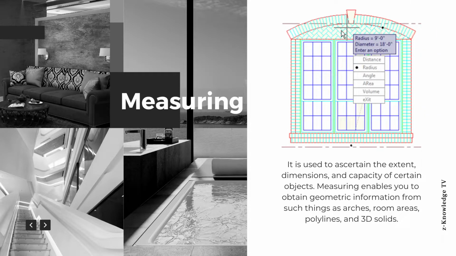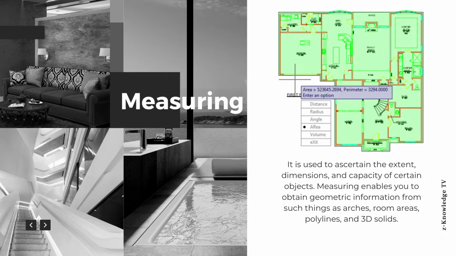So, in the following illustration, radius is used to obtain the brick arc radius and is mandatory for accurate construction. Okay, so another illustration shows the results of using the area tool to obtain the total square footage of a floor plan. So take note that the area tool also provides perimeter data.